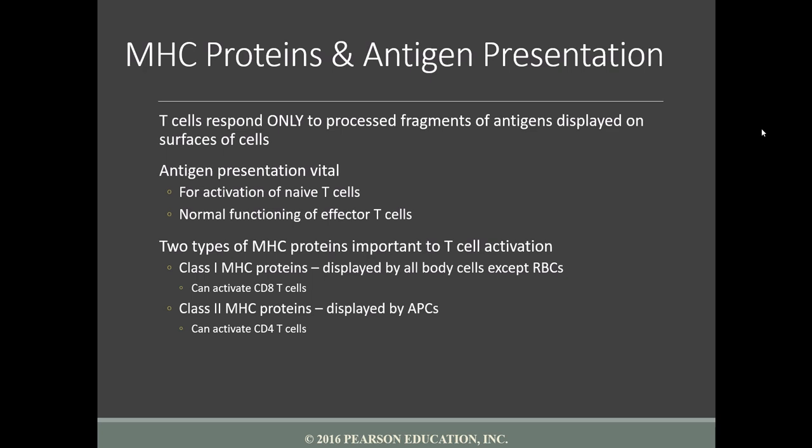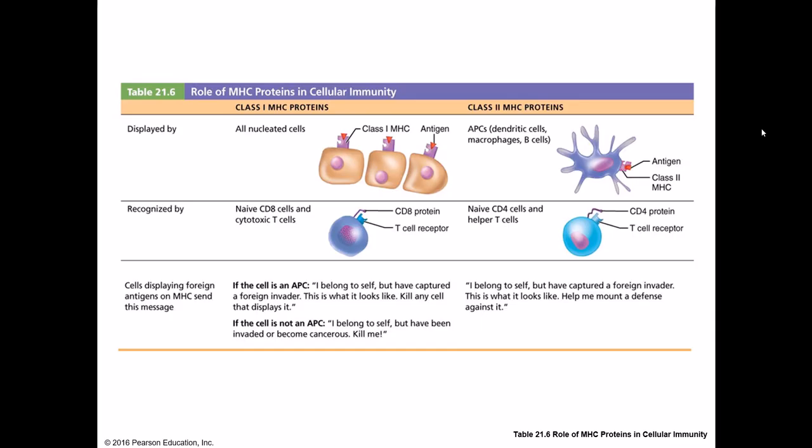So the class 1 MHC proteins, every single cell in your body will display except the red blood cells, and they will activate the CD8 T cells, as we saw in that previous figure. And then the class 2 MHC proteins are displayed only by the antigen presenting cells, the dendritic cells, B cells, and macrophages, and they will activate CD4 T cells. And so that's what we're kind of looking at here. So let's look at class 1 first.